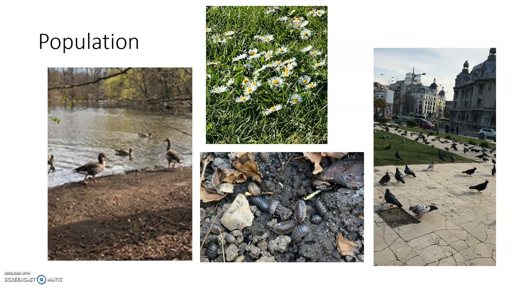And then we have populations. So a population will be a number of organisms belonging to the same species. And these are some of your examples, right? So a pigeon population here, and woodlice population, and this is Bellis perennis, in Latin, this flower, a population of this, and a population of geese over here, right? So a population is a number of individuals belonging to the same species living in the same area, actually, even.